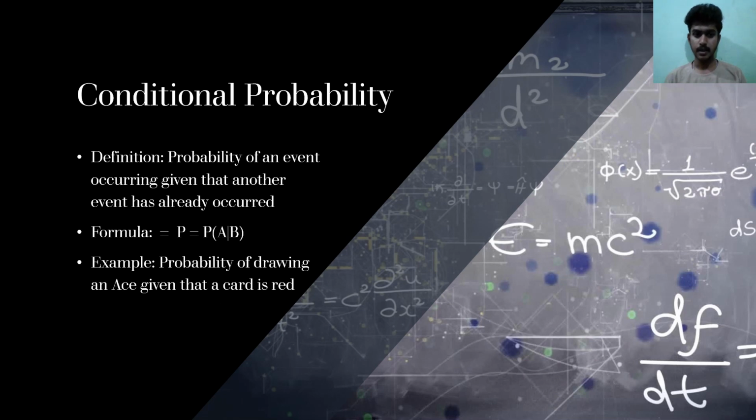Conditional probability definition: probability of an event occurring given that another event has already occurred. Formula: P of A given B. Example: probability of drawing an ace given that a card is red.